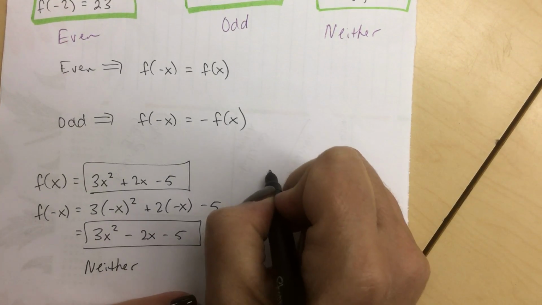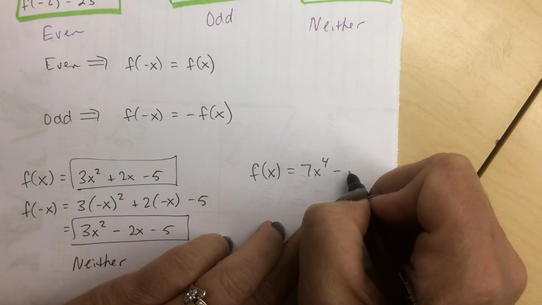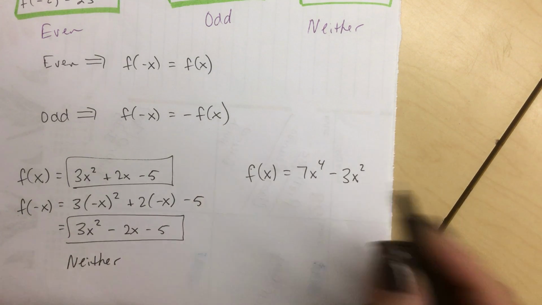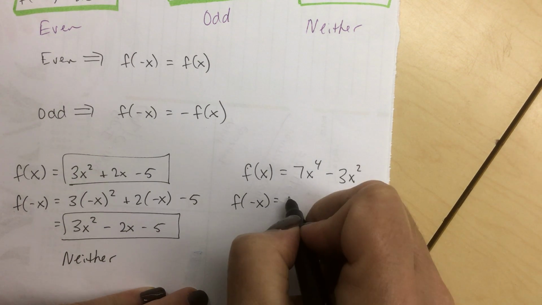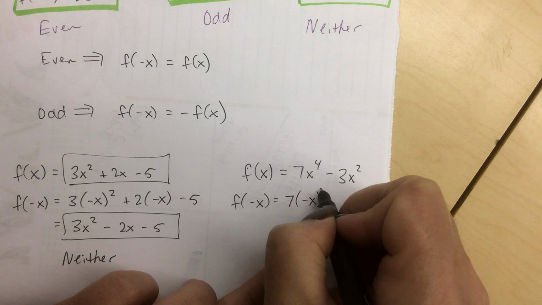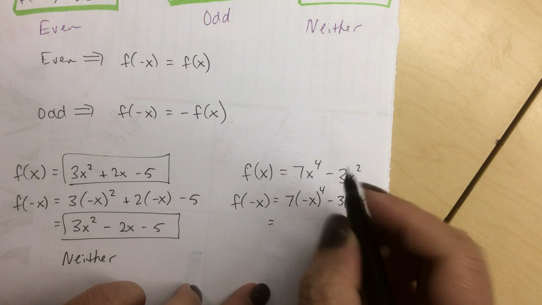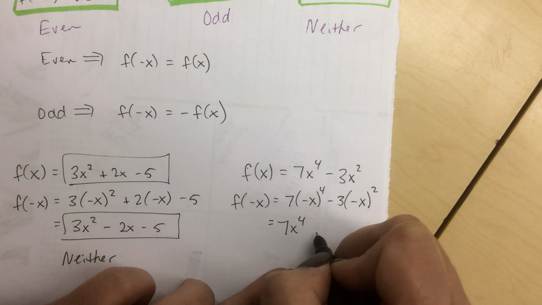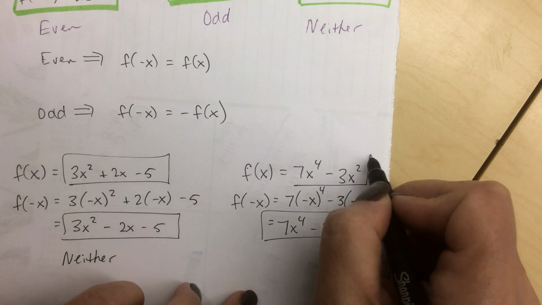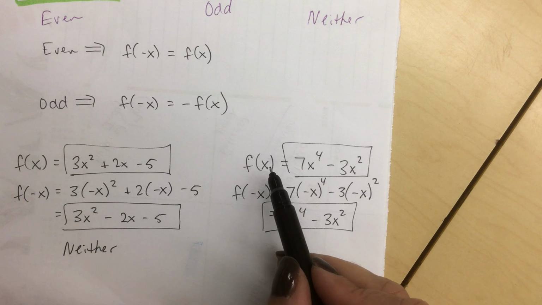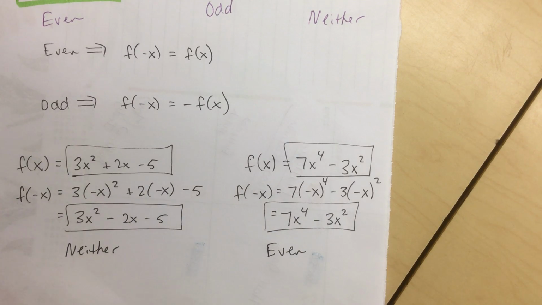Let's try something else. f of x equals 7x to the 4th minus 3x squared. Plug in f of -x. So 7 times -x to the 4th power minus 3 times -x squared is going to reduce to 7x to the 4th minus 3x squared. So that is the same as the original. So f of x equals f of -x. So this one is even.